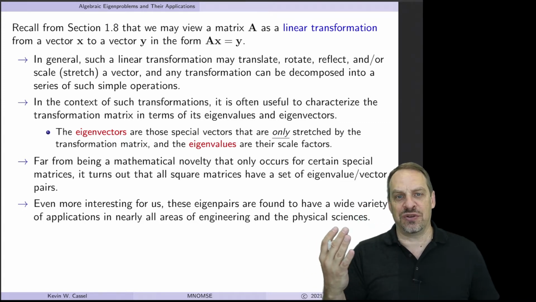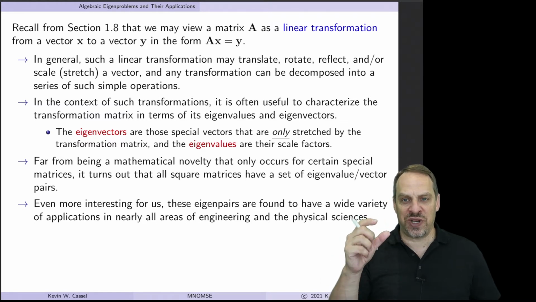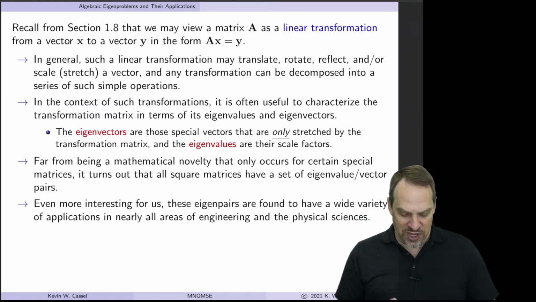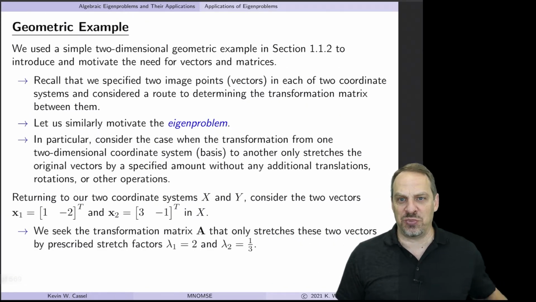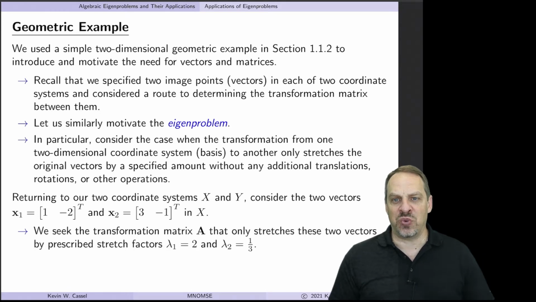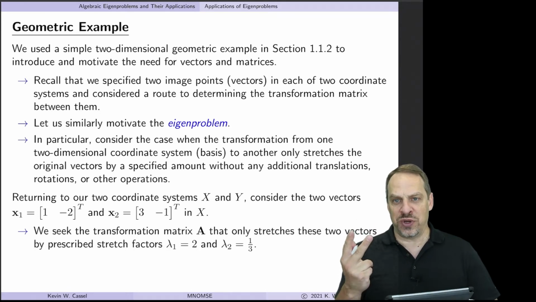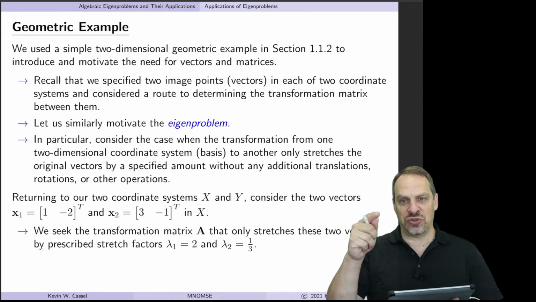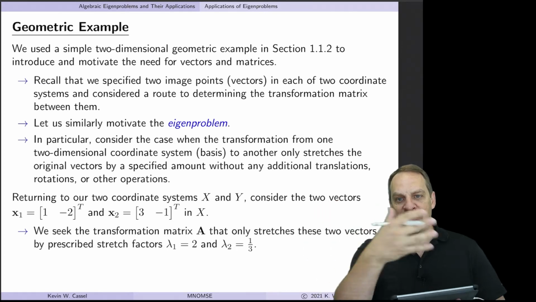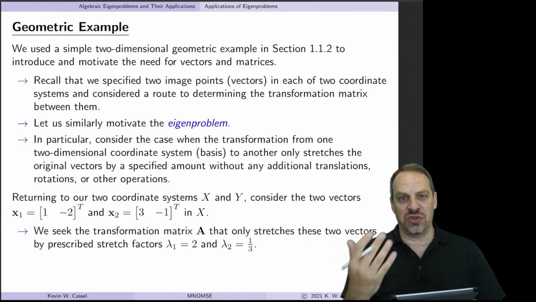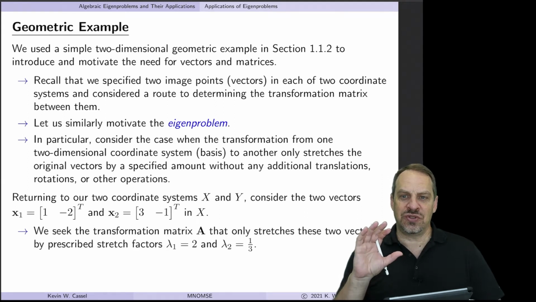Now, sounds like a mathematical novelty, right? But it turns out that those special vectors that have this property have applications all over the physical sciences and engineering, as we'll see. So again, let's take a look at a geometric example similar to the one we started with in chapter 1. You'll remember there we had 2 points, which we represent as vectors from the origin to each of the 2 points. And we were looking for the matrix that transforms between them, the coordinate system between those 2 vectors. So here we're going to do a similar idea, but with a slightly different objective.